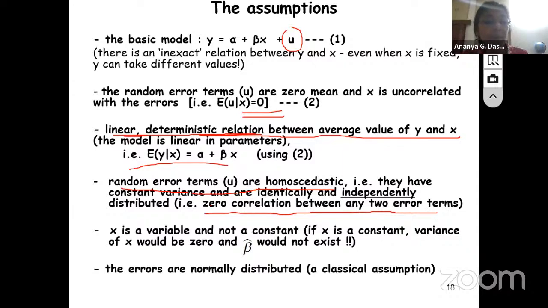Which is zero mean and constant variance. Now, what I mean by that, I'll just show you a diagram and it should be clear. Now, another assumption is that x is a constant. Sorry, x is not a constant. Okay, x has to be a variable.